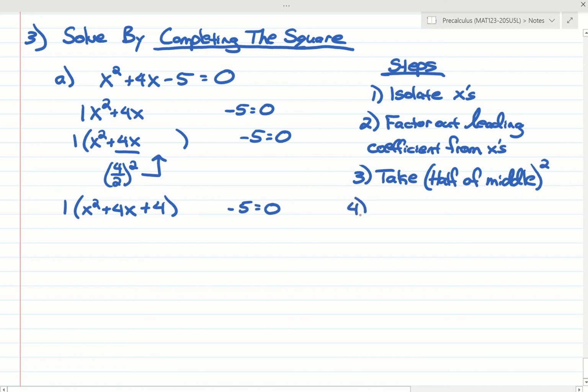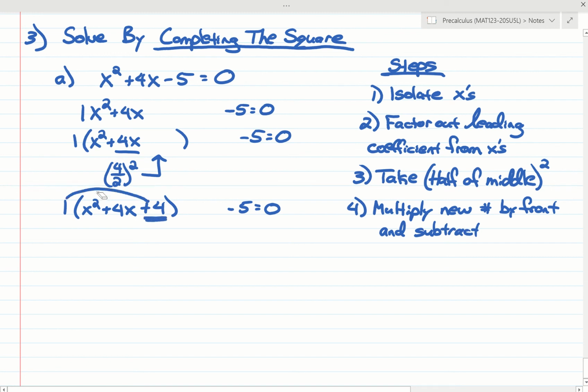And then for our fourth step, we're going to multiply the new number by the front and subtract. Because think about what we're doing here. When you have an equation, we just added 4, right? We added really 1 times 4. That makes the equation misbalanced or unbalanced. Think of it like a seesaw. If you add 4, in order to get it back balanced, we have to subtract 4. So we do 4 times 1 is 4, and subtract it.